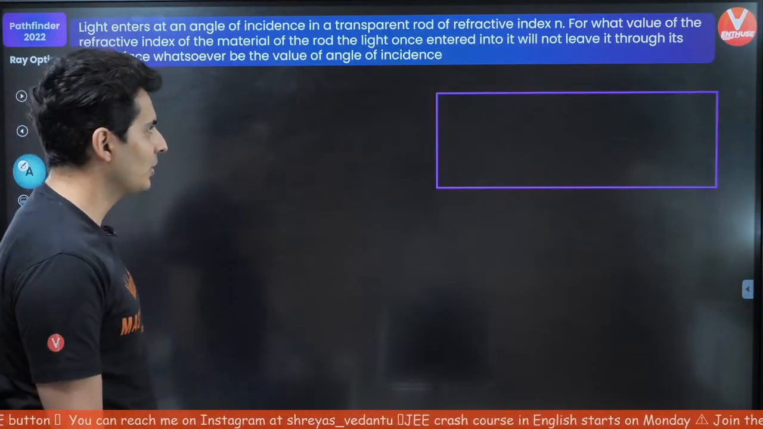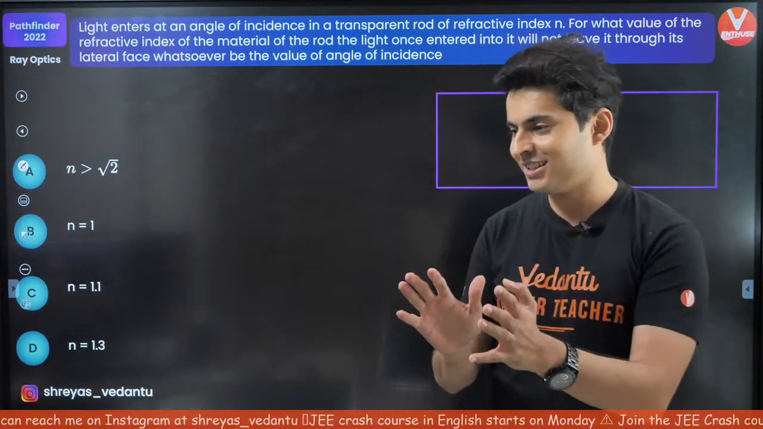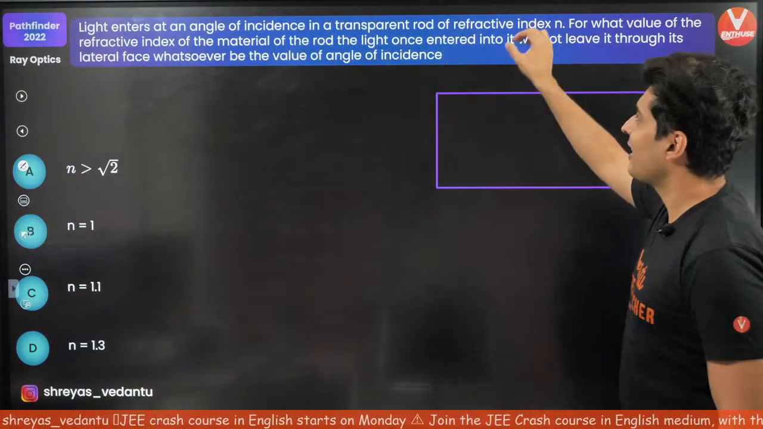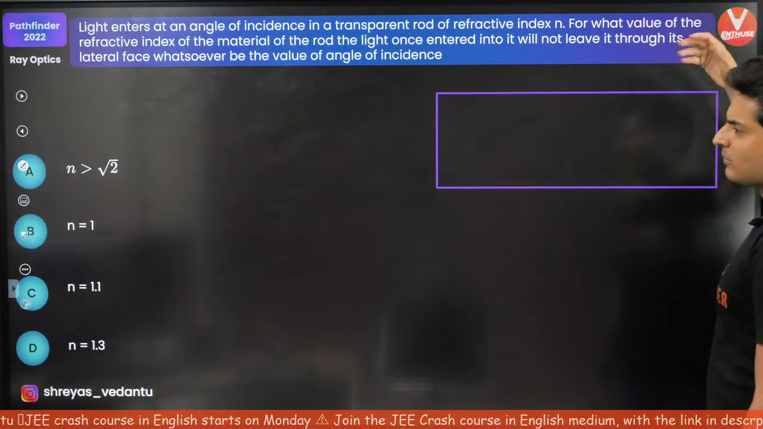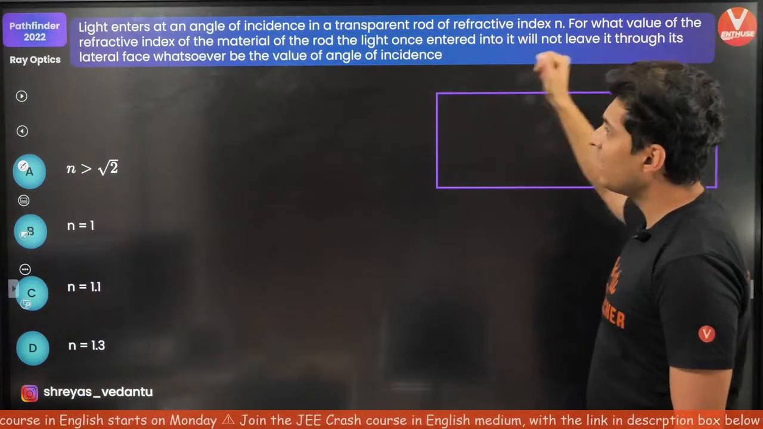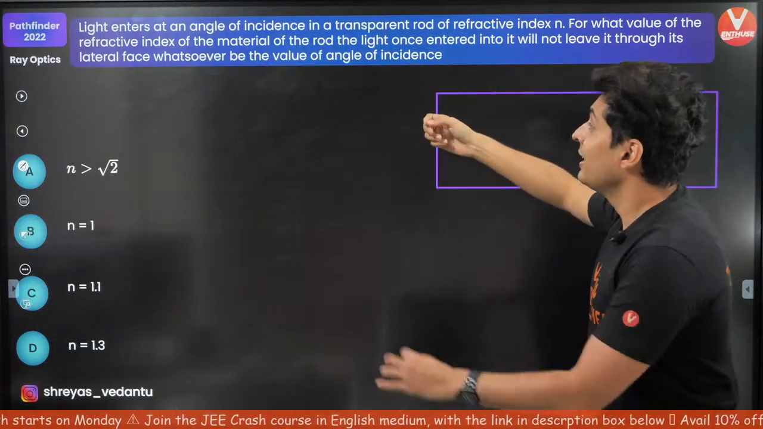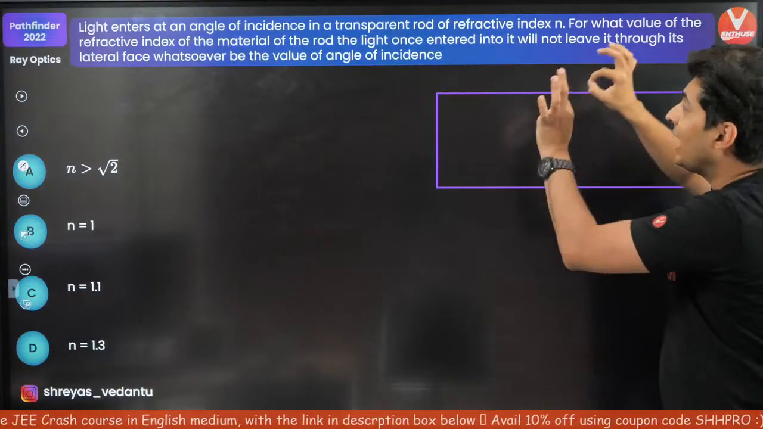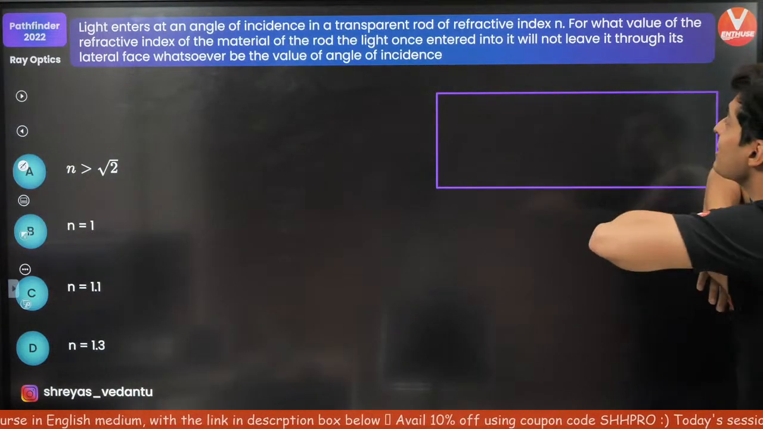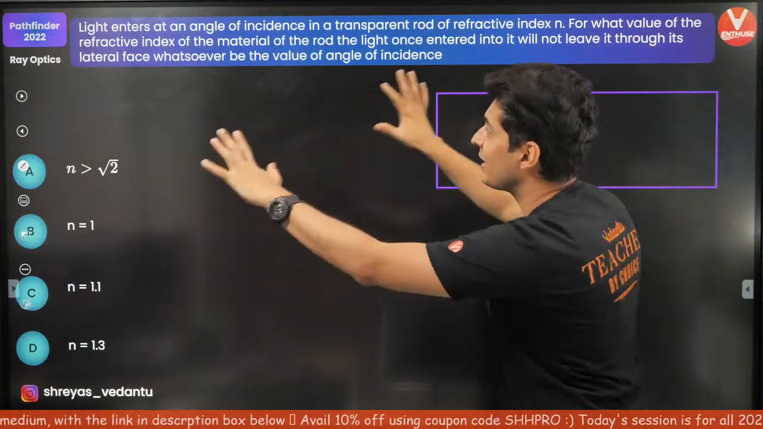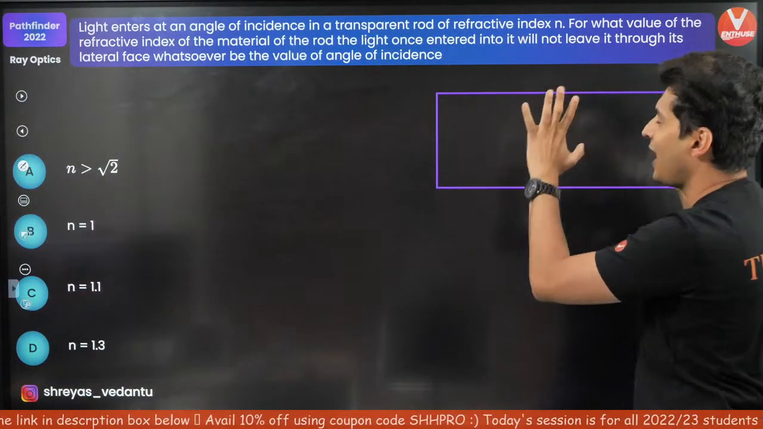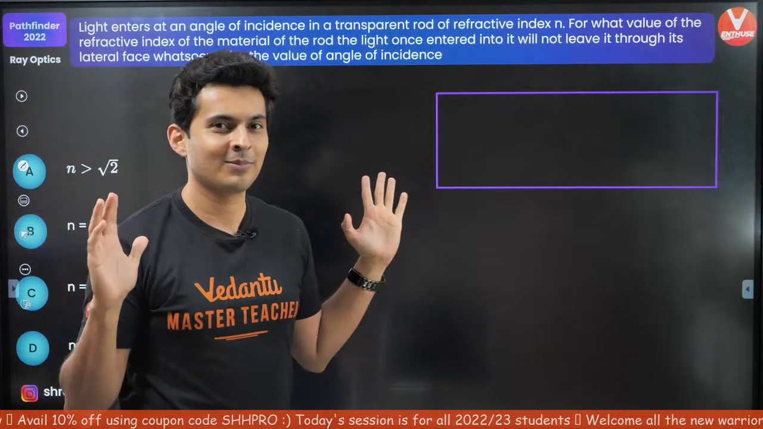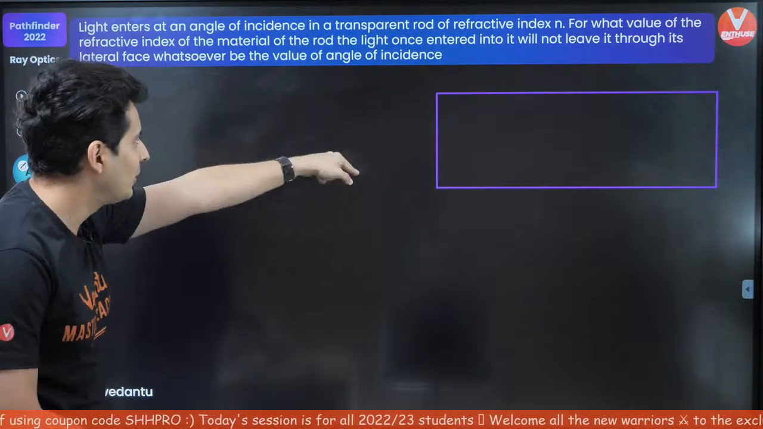And this is what the question is. Beautiful question. Okay, let's look at it. Light enters at an angle of incidence in a transparent rod of refractive index n, mu, whatever you want to call it. For what value of refractive index of the material does the light which once enters not leave it through the surface, whatever be the angle of incidence? This is the solution to the problem I faced. But now it's a new problem, because you have to solve it.